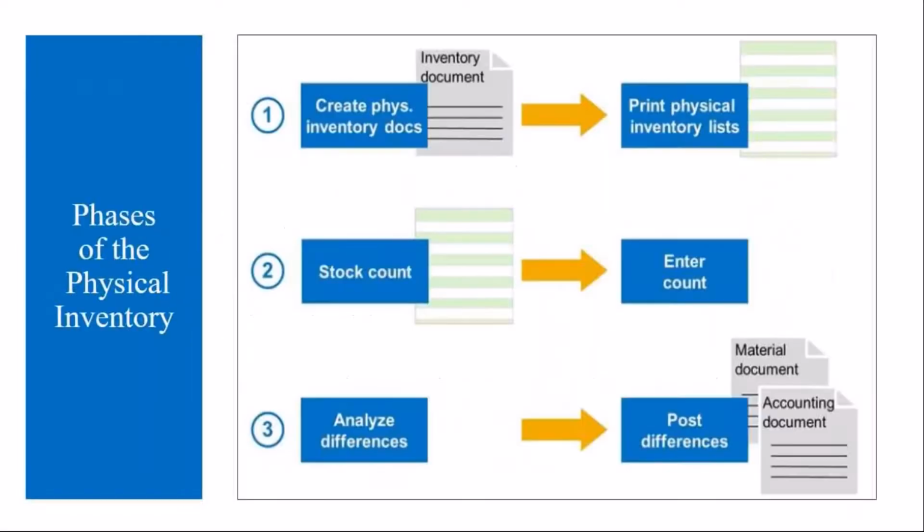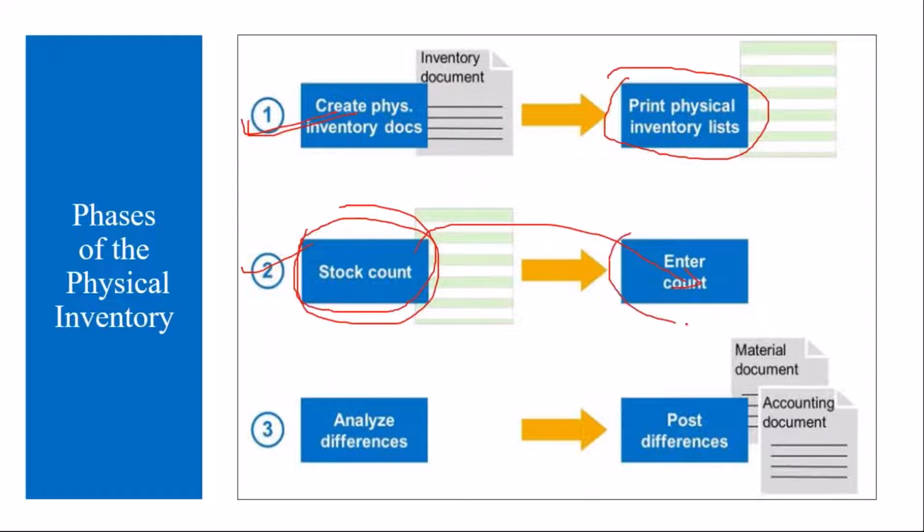In physical inventory, we have three phases basically. First, we will be creating the physical inventory document, and then we will print it. Second step, you do the stock count. You check the physical stock. Once you check the physical stock, you will enter that count in the system.